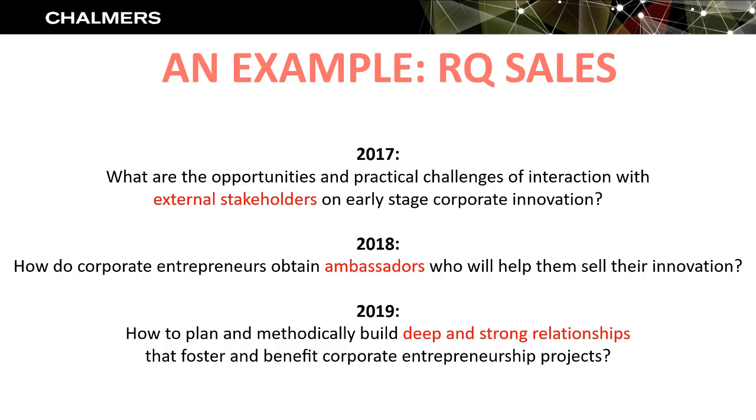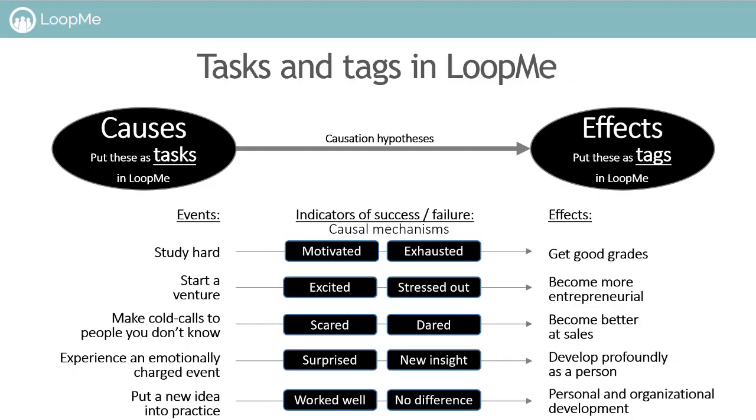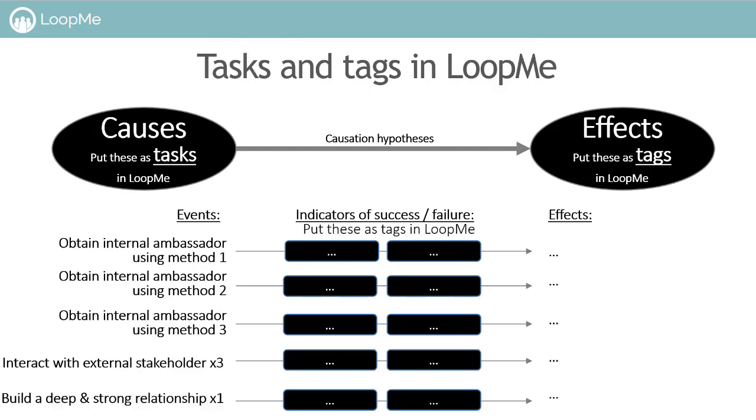And these are key questions that we are looking for answers to when it comes to corporate entrepreneurship. If we go back to this slide, showing causes and effects and different types of events that can lead to different types of effects. Here we can see how the research questions around sales could be used in the same way here. So the events that we are investigating here could be, for example, to obtain an internal ambassador using one particular method. And then the next task could be to obtain an internal ambassador using another method, and also a third method over here.